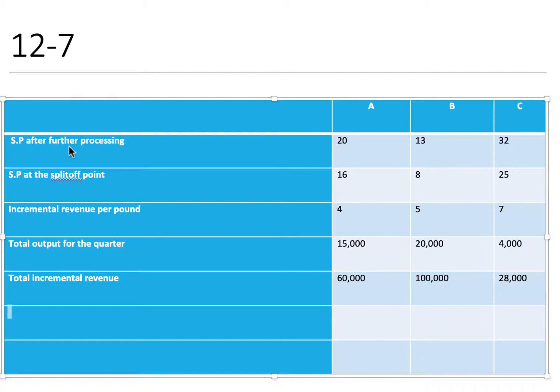So now that we have our incremental revenue, we need to figure out the total incremental processing cost. For product A, they tell us it's $63,000. For product B, it's $80,000. And for product C, it is $36,000. So we're going to subtract the total incremental processing costs from the total incremental revenue to figure out if we have a financial advantage or a financial disadvantage.